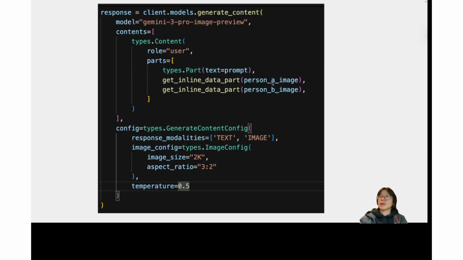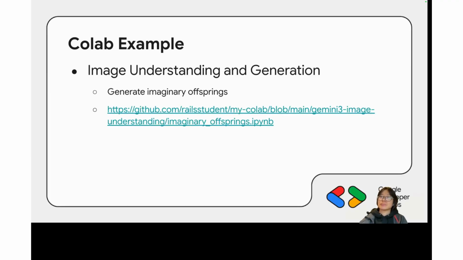In my test prompt, I upload 2 images, and the image size is 2K. The aspect ratio is 3:2. The temperature is 0.5, and I asked Nano Banana Pro to use these 2 images to generate some imaginary offspring of the couple. This is my Colab example, imaginary offspring.